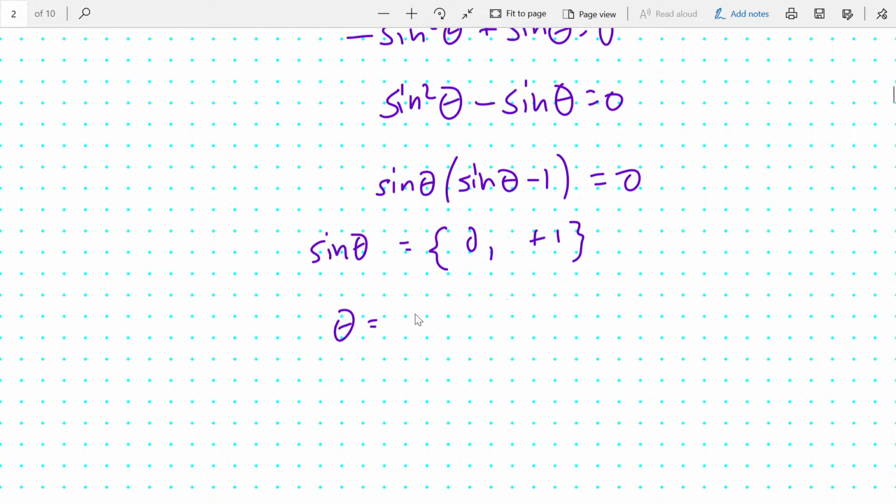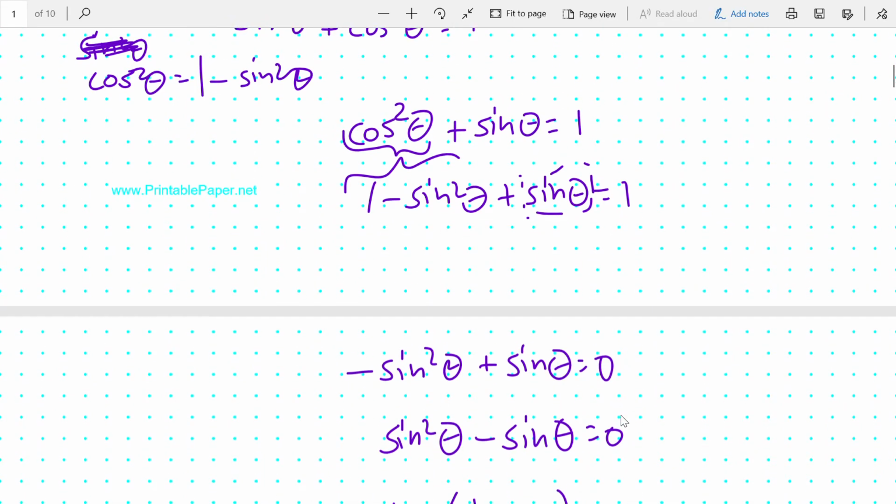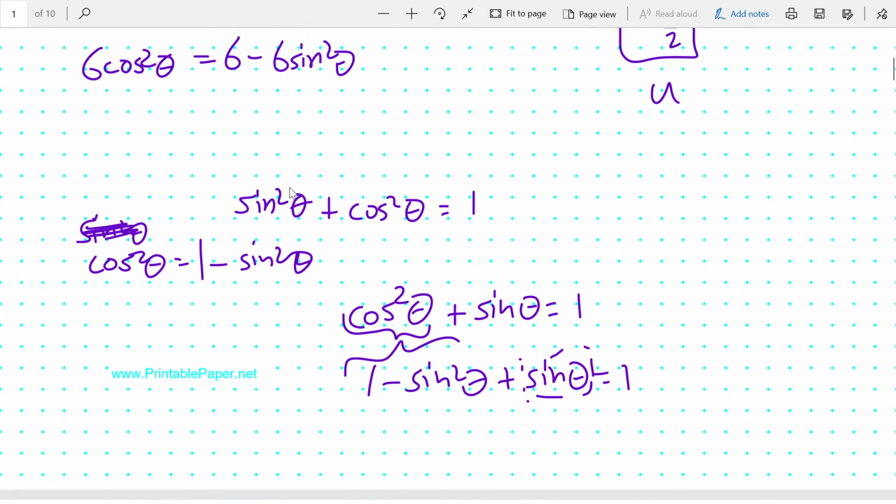Right, so theta would be equal to the inverse sine of 0, or the inverse sine of 1. And of course, this would lead us to 0 or pi for this one, and perhaps pi over 2 for this one. And that's basically how you would solve this kind of equation. That's what they're asking you to do.